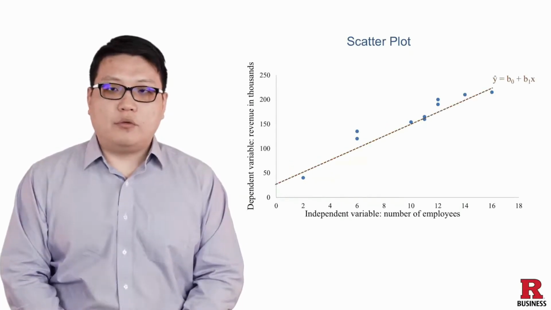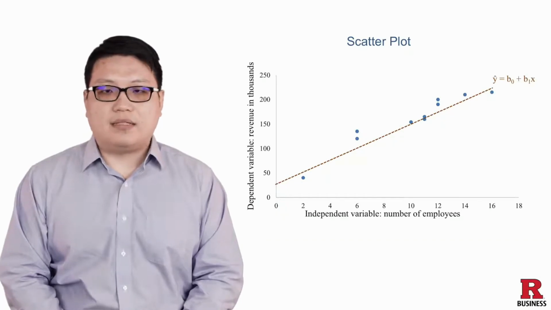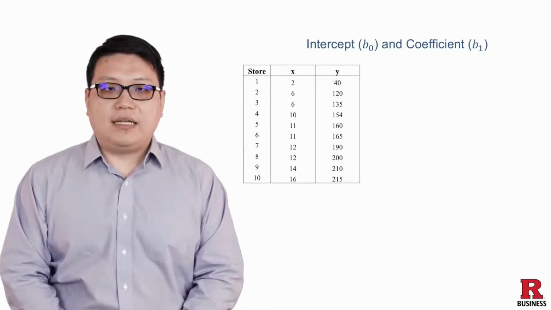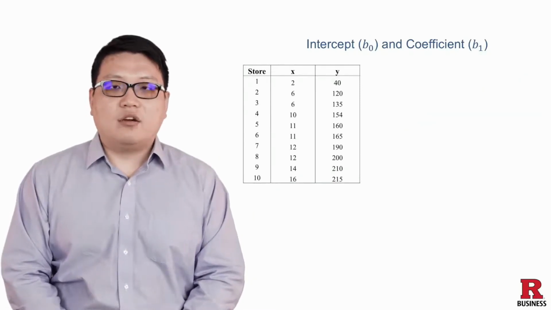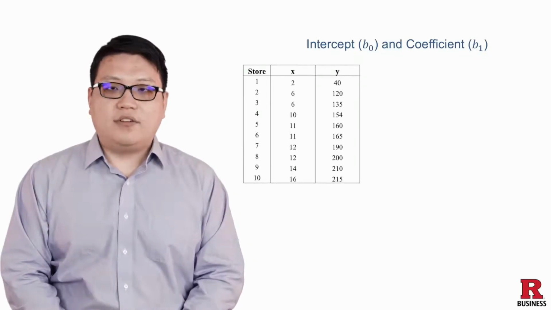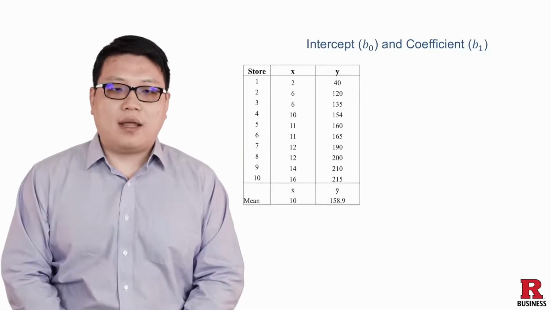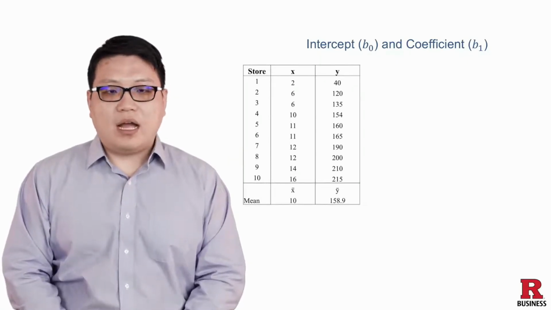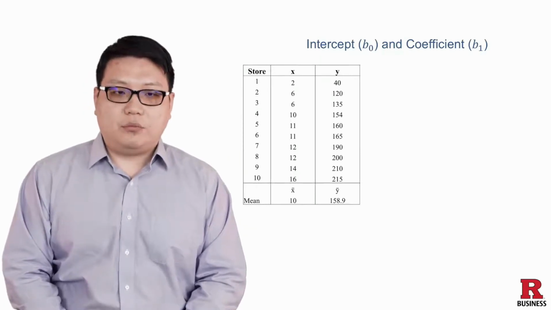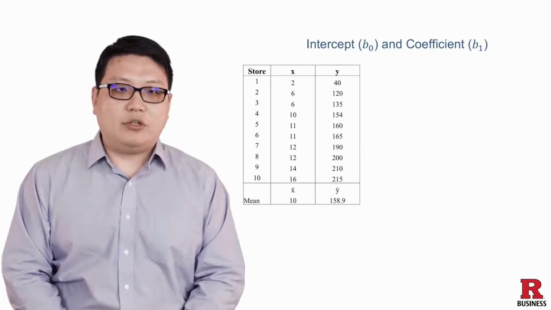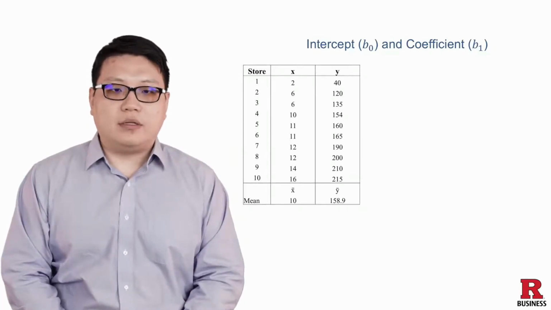If you remember, our goal is to find the regression line that passes through all these dots and can best describe their relation. To find the line, we need to calculate the intercept b0 and coefficient b1. The first step is to calculate the average of x and the average of y, or x bar and y bar. The little hyphen above the letter means the average, and you read it as x bar. So x bar represents the average of x, which equals 10, and y bar represents the average of the y values, which is 158.9.